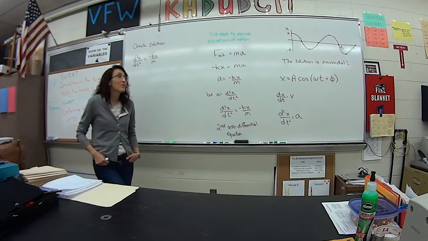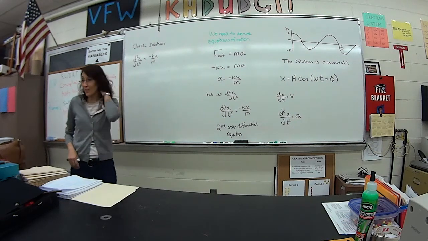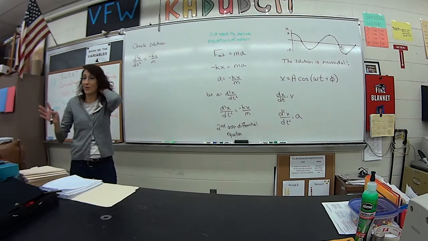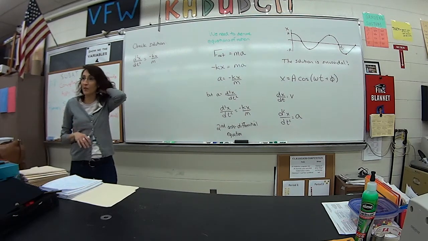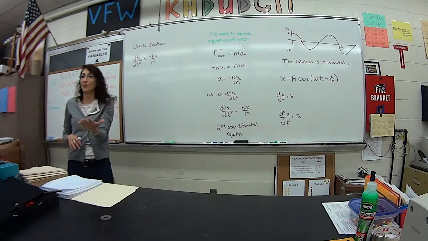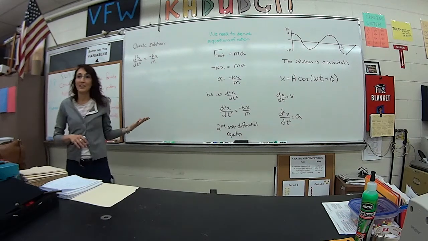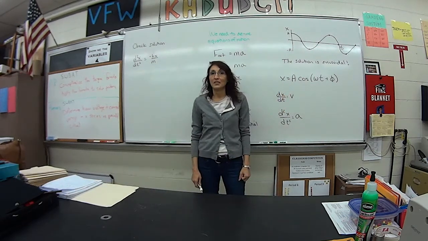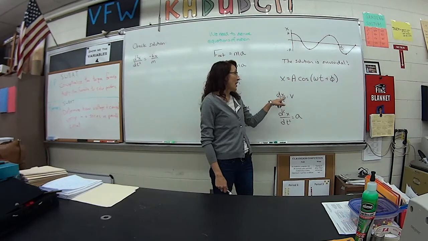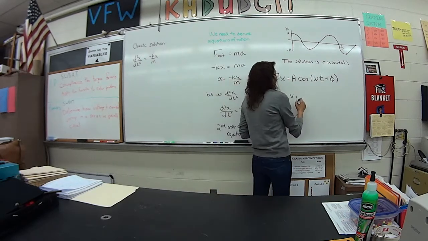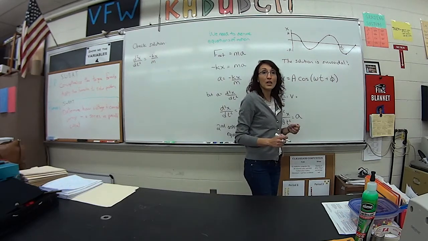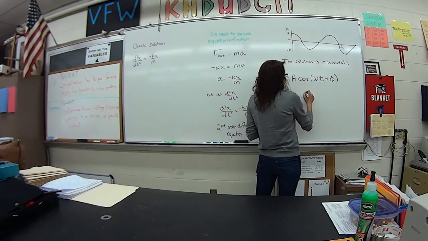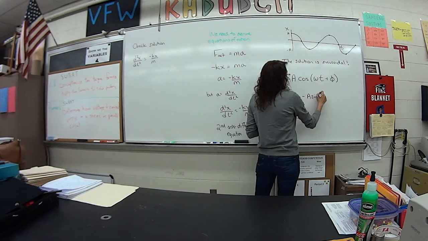Again, sine and cosine are among the 5 functions you need to be able to take the derivative of, on the back of your AP formula sheet. All right, so what is the derivative of this? If we take the derivative of x to get v, we get what? What's the derivative of cosine? Negative sine, right? So we write down negative A sine.